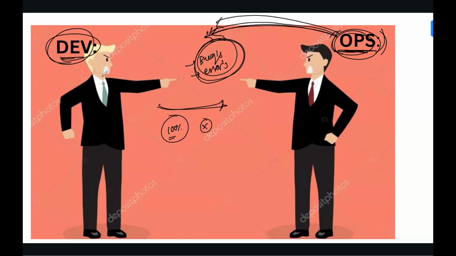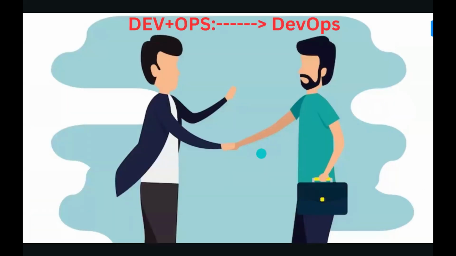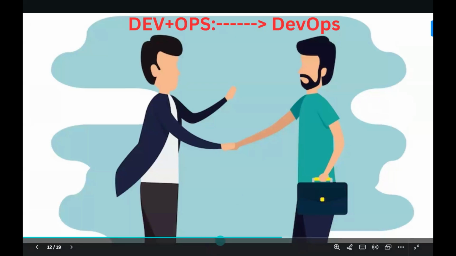But what will the development team say? Whatever the 100% test cases passed code we have given to you, you haven't performed operationally well. So that's the reason our application has failed. So to avoid this confusion, to break this confusion, we are having the DevOps team.